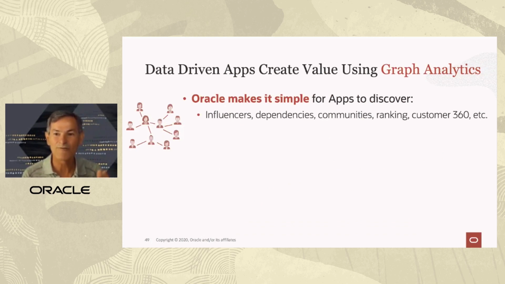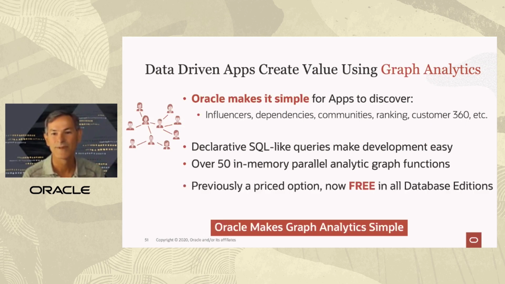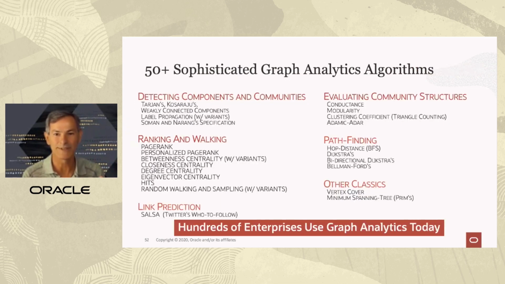Graph analytics are a very hot new area, and Oracle makes it simple for apps to use graph analytics to discover things like influencers, dependencies, communities, ranking, and customer 360. Again, we use declarative SQL-like queries to make development of graph analytics really simple, and we have over 50 in-memory parallel analytic graph functions built into the database. Graph analytics used to be a priced option, but now it's free in all database editions, and it makes graph analytics dramatically simpler to implement.